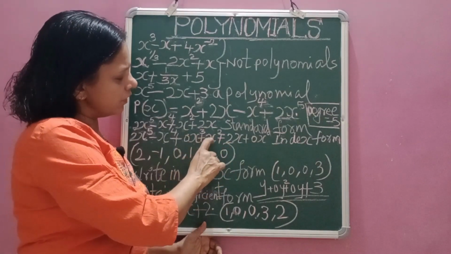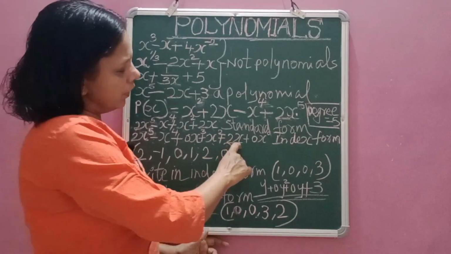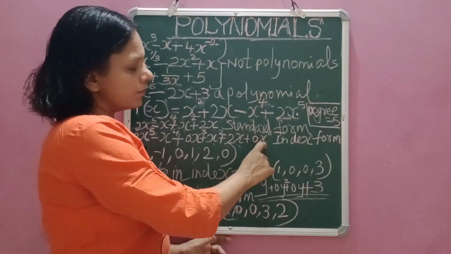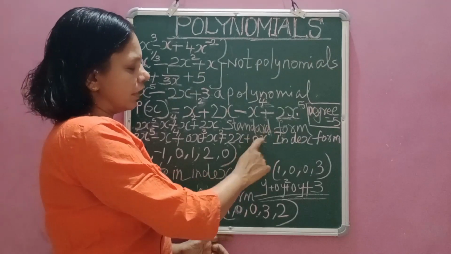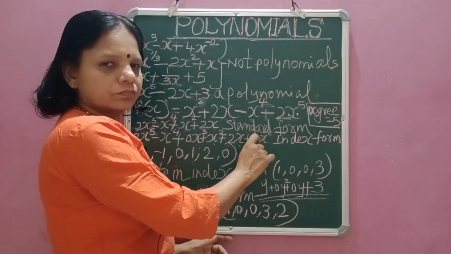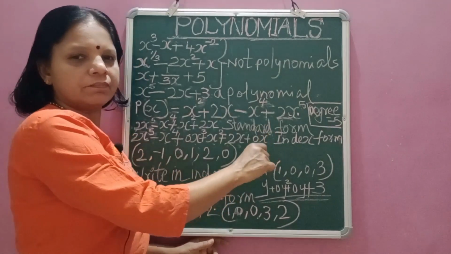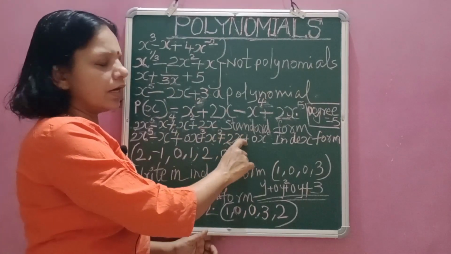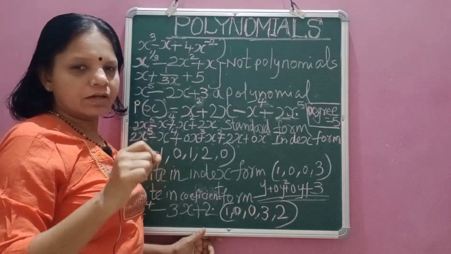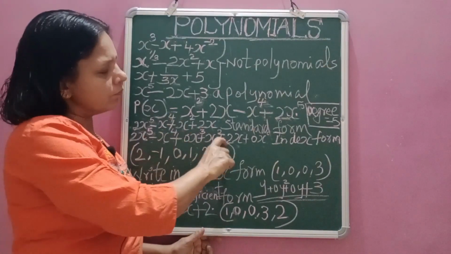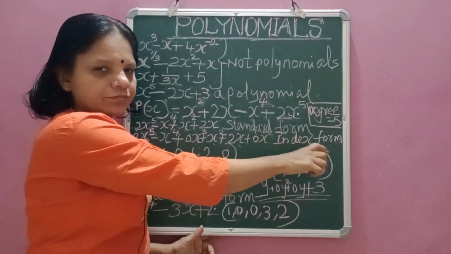0x cube plus x square plus 2x plus 0 x raised to 0. After index 1, 0. So the last one is with 0 index. This is the way of arranging by showing all the indices in ascending or descending order. This form is called index form. What is it? Index form.